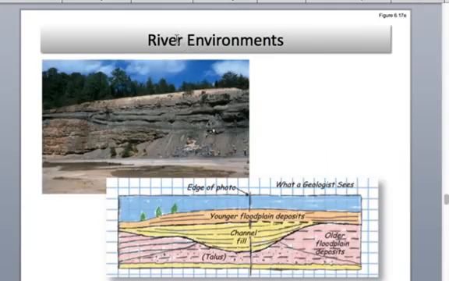River environments, remember those are the fluvial environments. So we see silt and fine sand, channel deposits. So here, what a geologist sees here, I see a channel deposit right in here, channel deposit, and some younger soil up on top here, younger floodplain deposits. So again, telling us that this is a fluvial or river environment. Here's some people for scale down in here.